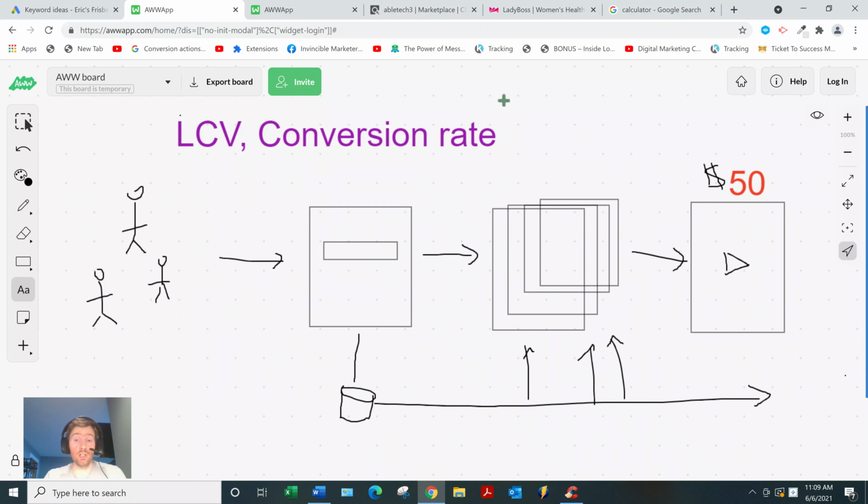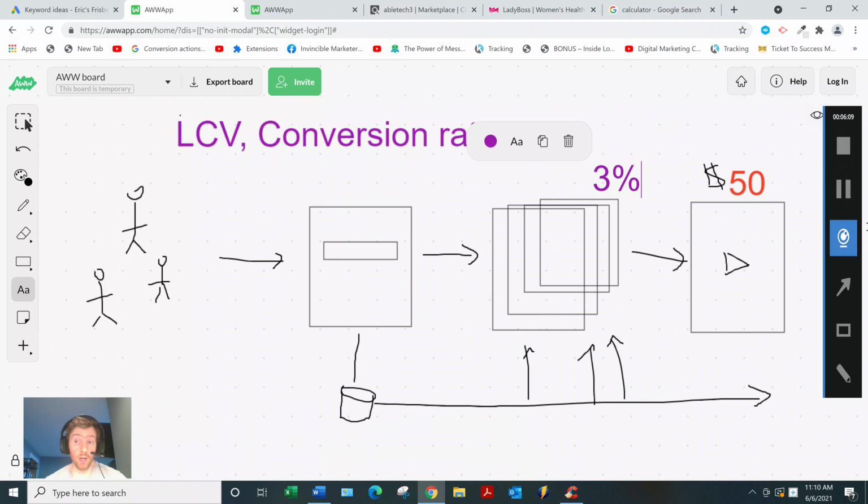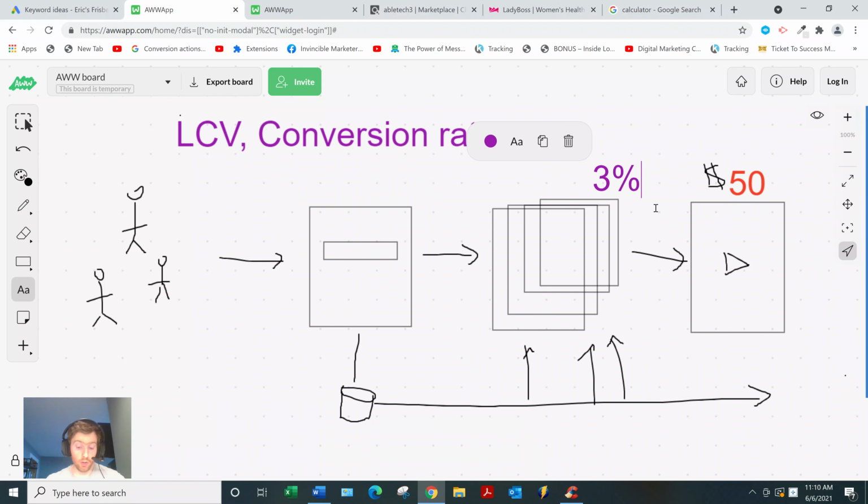So conversion rate, all that is, it's what percentage of your leads, people that have opted into your email list, will actually buy from you. And I aim for 3%. If it's less than 3%, something has gone wrong along the way. So keep in mind the industry average is around 1%. So 3%, you're doing quite well.